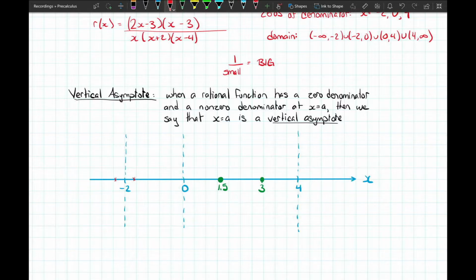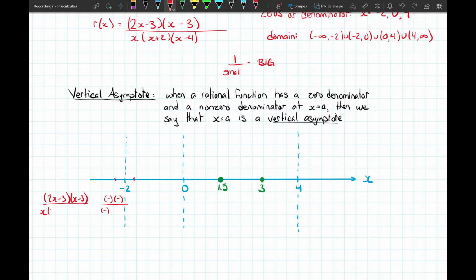That can be done using the factors. For 2x minus 3, if you have an x value slightly less than -2, that factor is definitely negative. Our next factor, x minus 3, if we pick a number slightly less than -2, is also negative. And in the denominator, we have x. If x is less than -2, then it's definitely negative.